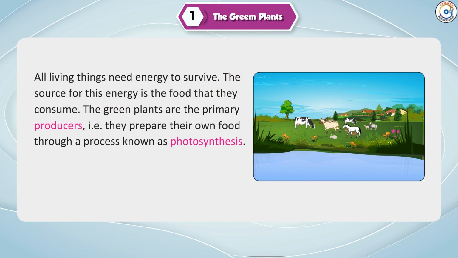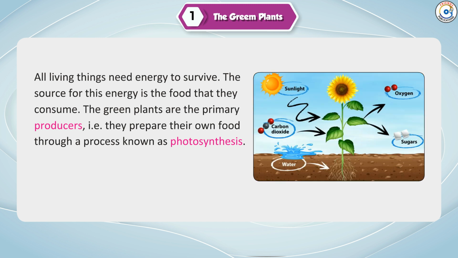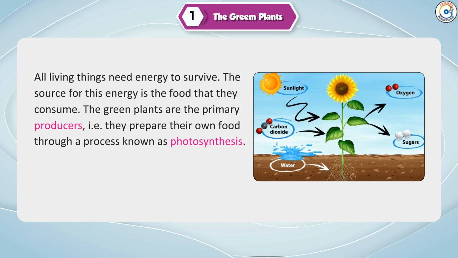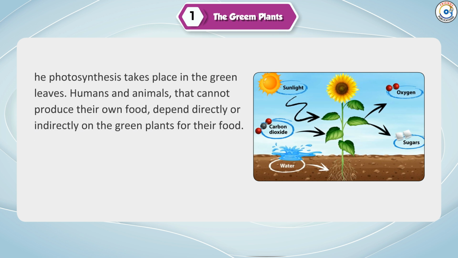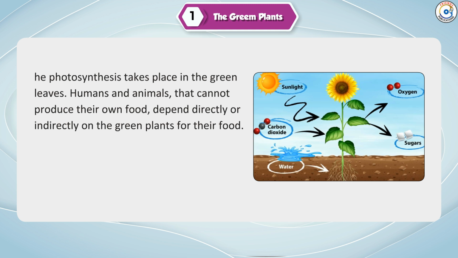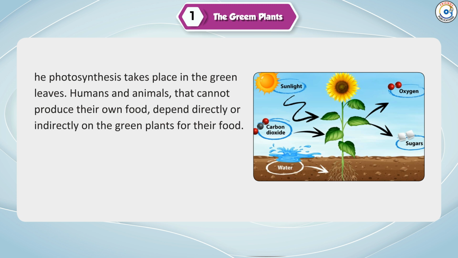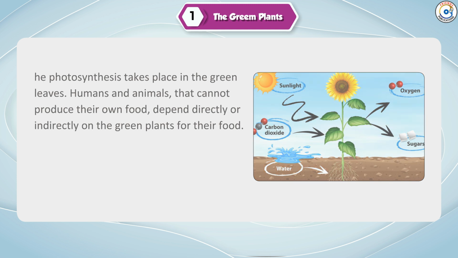The green plants are the primary producers. That is, they prepare their own food through a process known as photosynthesis. The photosynthesis takes place in the green leaves. Humans and animals that cannot produce their own food depend directly or indirectly on the green plants for their food.